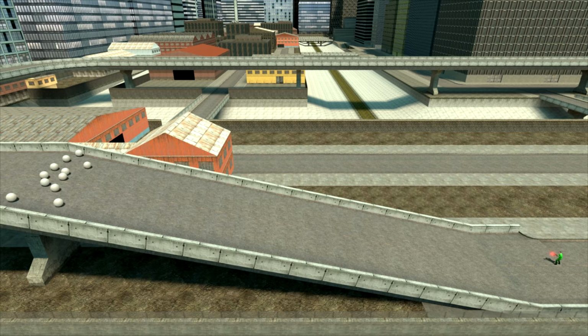As these balls travel from the top of the hill to the bottom of the hill, they show the conversion of potential energy to kinetic energy.